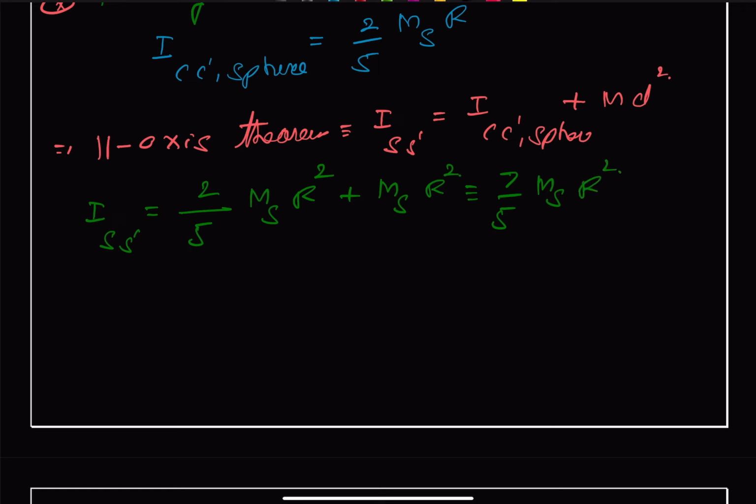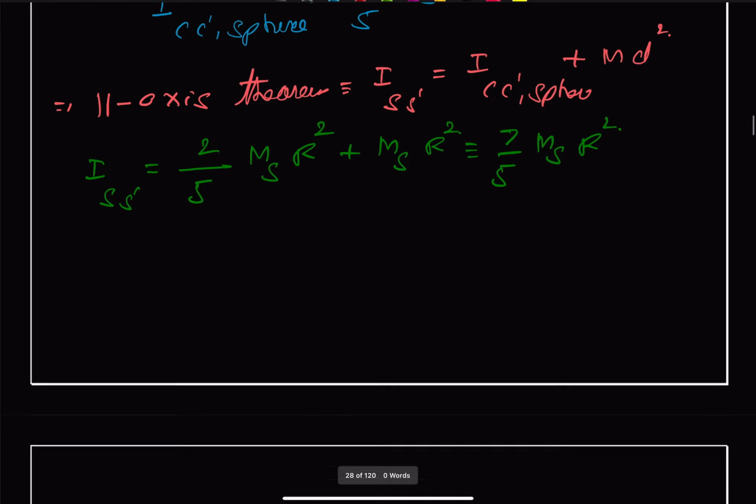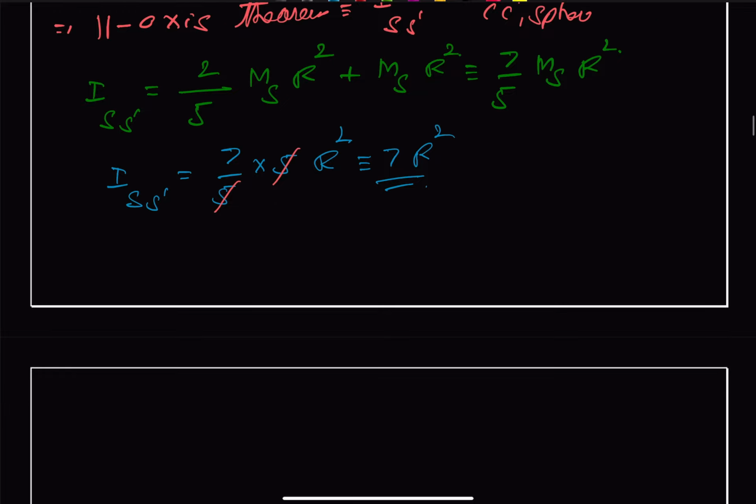And mass is given to us as 5, so we substitute it, and we get I S prime will be equal to 7 by 5 multiplied by 5 r square. This 5 and 5 go away, so we get this as 7 r square. The same analysis we are going to do for our disk also.